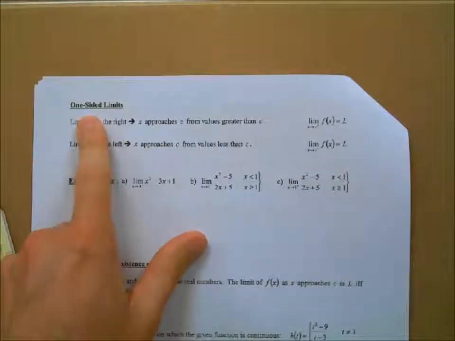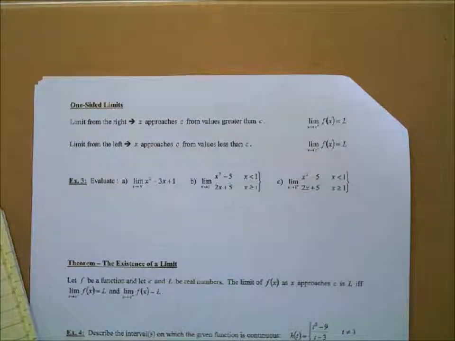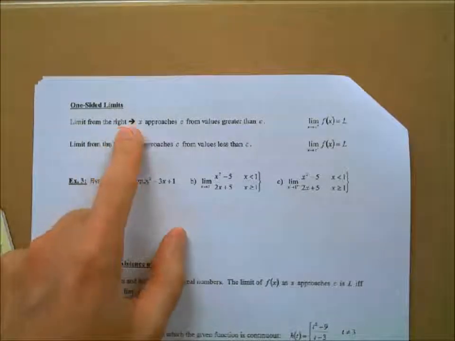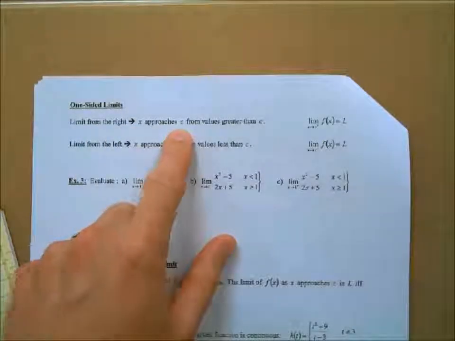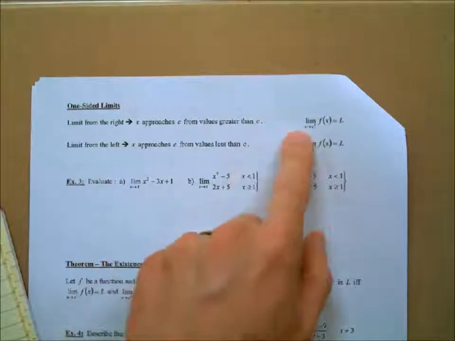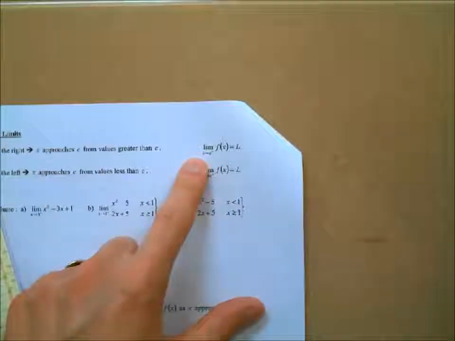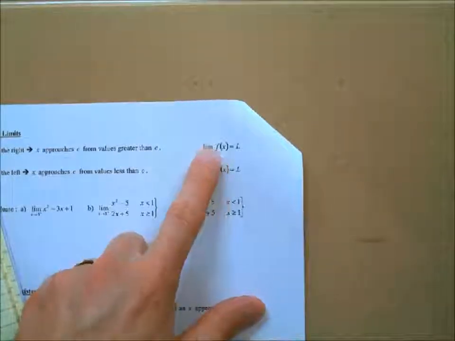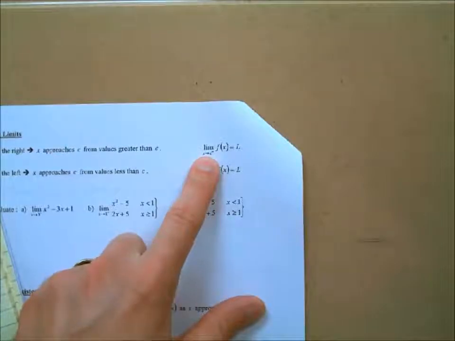So with one-sided limits, we're not going to be approaching from both sides, just one side. So the limit from the right as x approaches c is from values that are greater than c. You denote that here, you can see it barely: there's a little c with a plus sign in the exponent. That's from the right, from values greater than c.